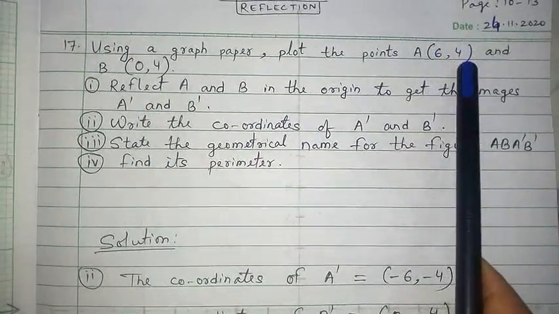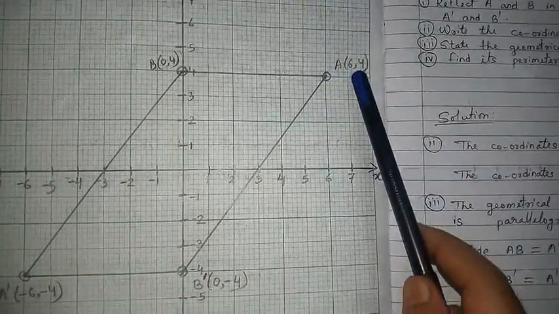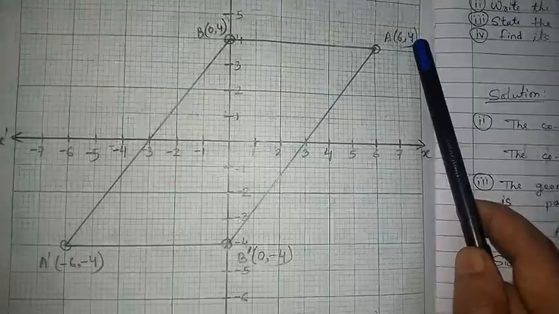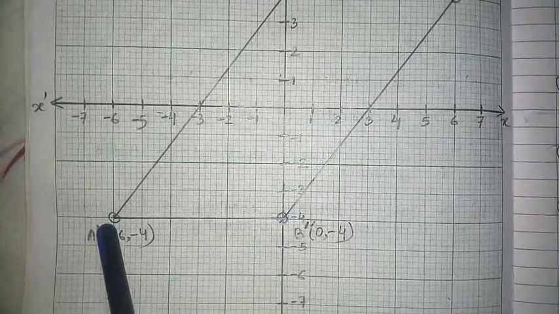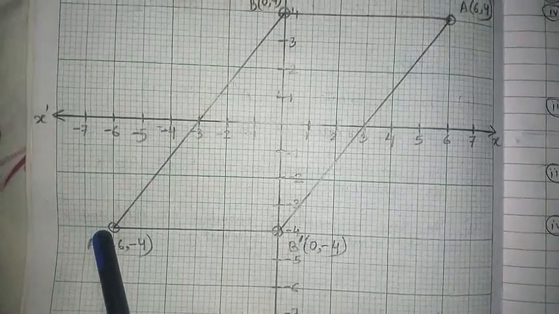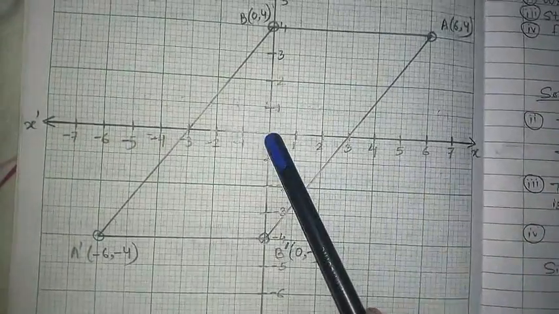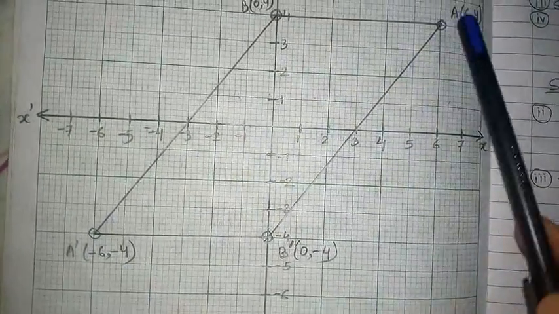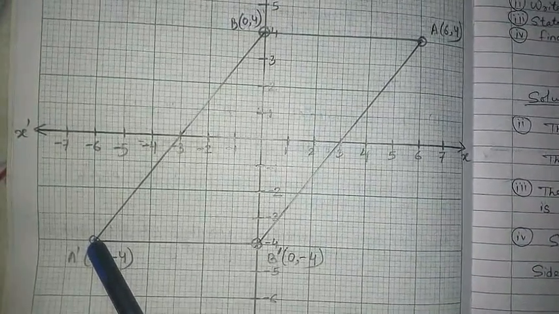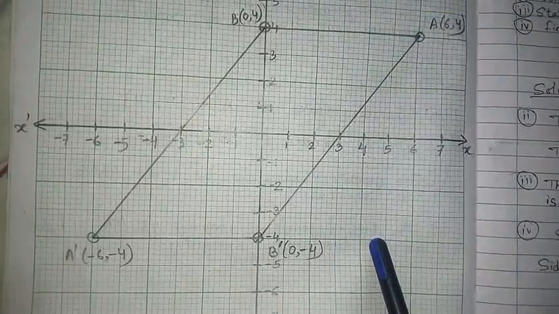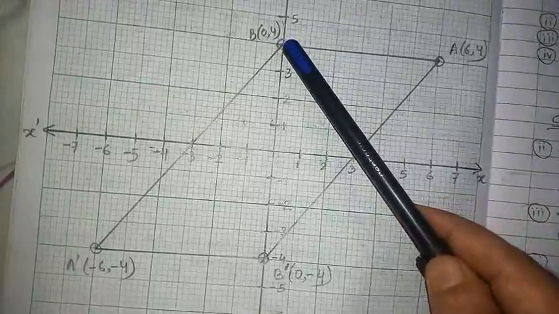So (6, 4) will become (minus 6, minus 4). You can see here, (6, 4) will now be (minus 6, minus 4). Minus 6 is here and minus 4 is here. Both of them will meet here. So this is A dash. You can see A has jumped to A dash, jumping across the middle. Jumping across the middle is actually reflection in the origin. If something from here comes to this side, it is called reflection in the origin. So it is in the origin now.